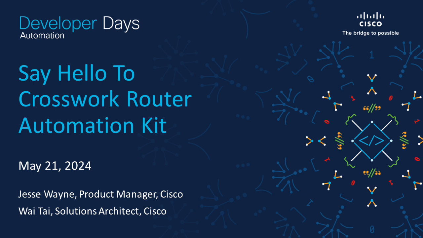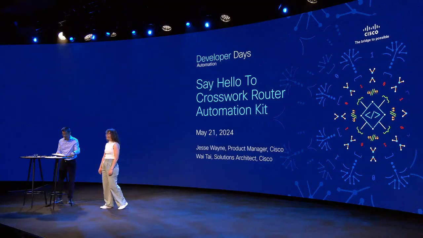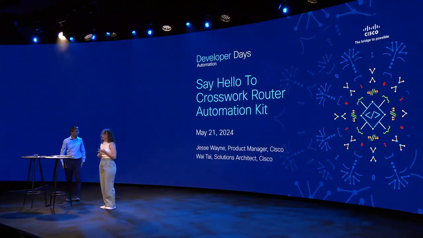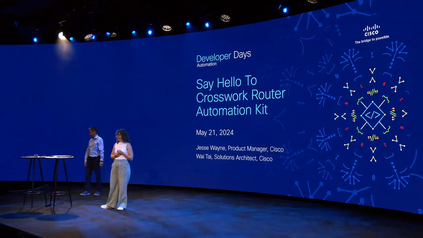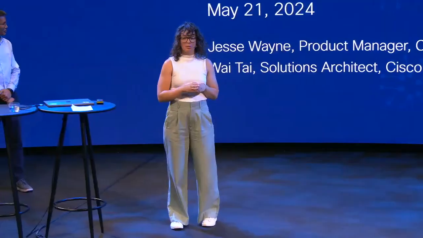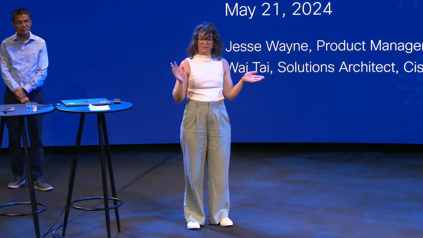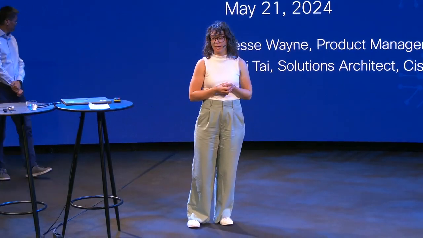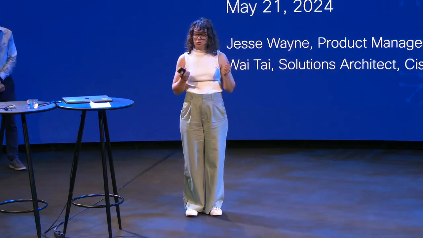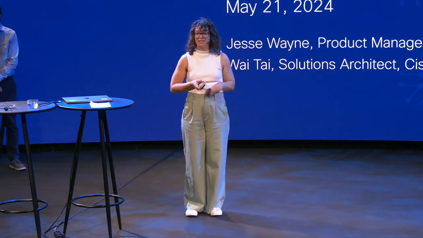Thank you. Hi, everybody. My name is Jesse Wayne. This is Wei Tai. I am the product manager for the Router Automation Kit. Wei is the solution architect for both RAC and CWM, so he's a very good guy to know. We actually had a sneak peek of this at the developer days in New York City, if you were there. But this is our first official presentation of RAC since we officially launched in April of this past year. So hooray, thank you all for being the first to officially experience this.